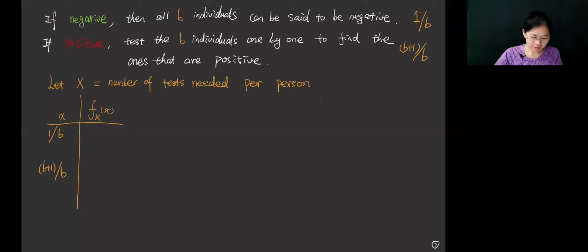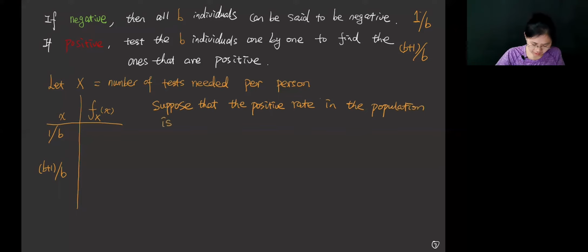What about the PMF for the random variable? What's the probability that the pooled sample has no pathogen? We need an extra piece of information. We need to suppose that the positive rate in the population is something, let's say 1%. That is, for each individual, the probability that the individual has the pathogen is 1%. And the individuals are independent from each other.